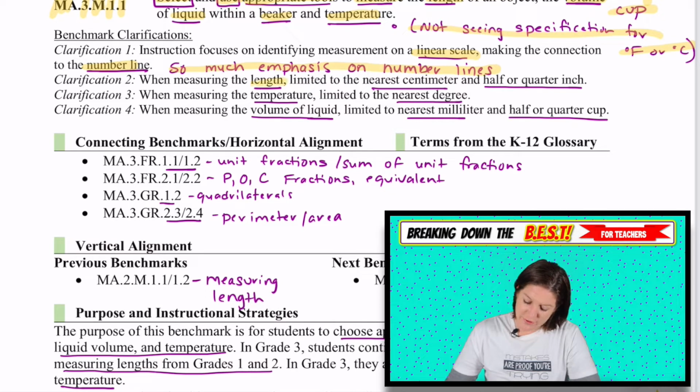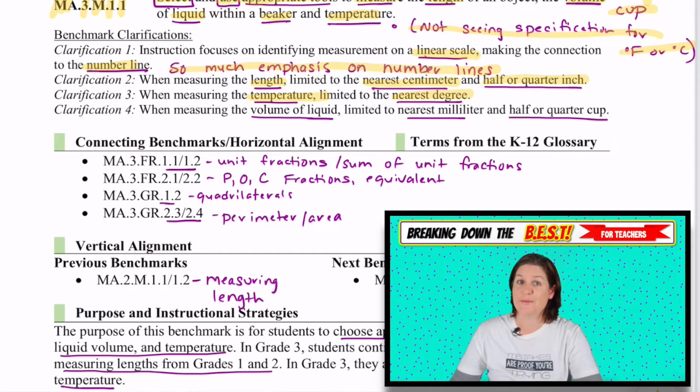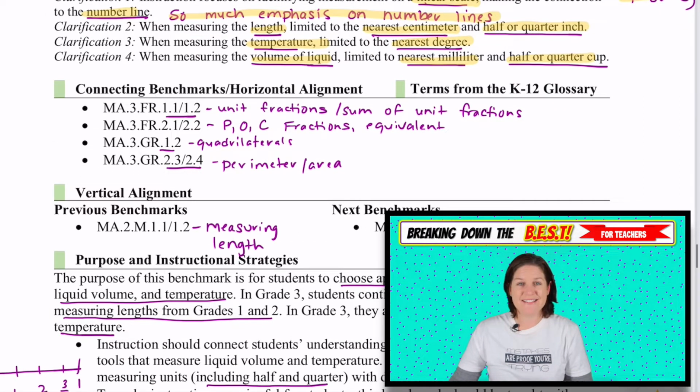When we're talking about length, we're limited to the nearest centimeter, so we're not going into millimeters, or the nearest half or quarter of an inch. When we're measuring temperature, we're limited to the nearest degree. Notice it doesn't say whether we're talking about degrees Fahrenheit or Celsius, so let's just assume that we're using both. And with volume of a liquid, to the nearest milliliter or half or quarter of a cup, like in a measuring cup. Okay, let's take a look at these connecting benchmarks.